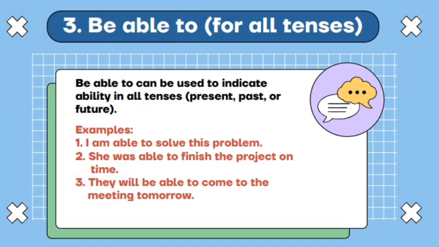Next, be able to for all tenses. Be able to can be used to indicate ability in all tenses: present, past, or future. Examples: I am able to solve this problem. She was able to finish the project on time. They will be able to come to the meeting tomorrow.